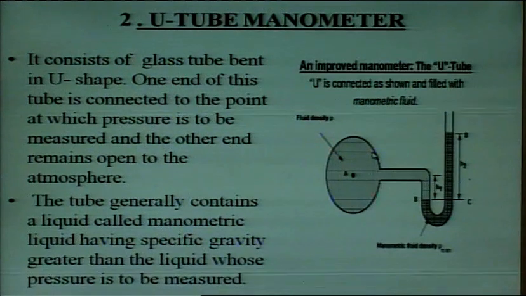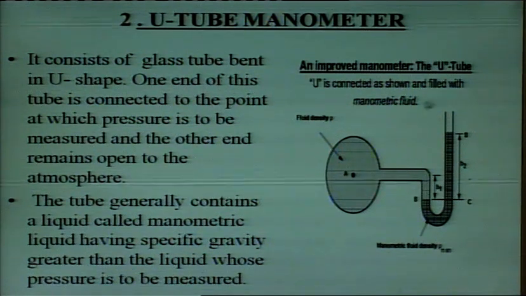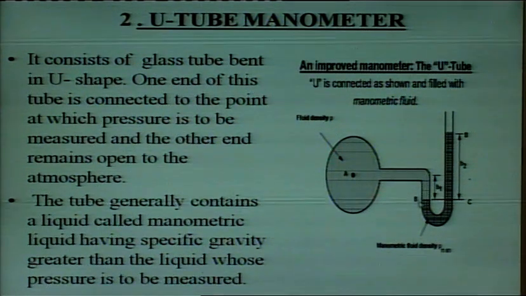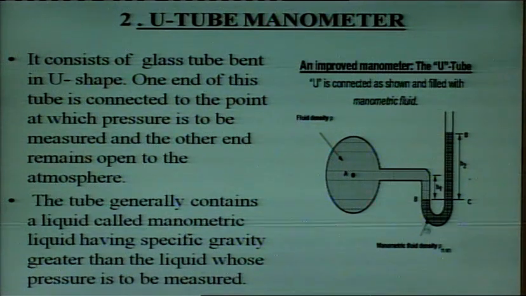So next we come to the U-tube manometer. This is a U-tube manometer because the tube is in the form of a U, and for this it is a fluid. Here this is a fluid of fluid density which we want to measure. Now what is it? It consists of a glass tube bent in the form of a U shape. So this is a U-shaped tube.